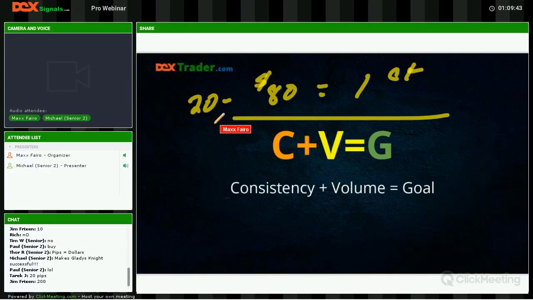No, it's not about the pip. It's about the win. It's about being positive on the win. It's about making the pip. It's about making the win on Nadex.